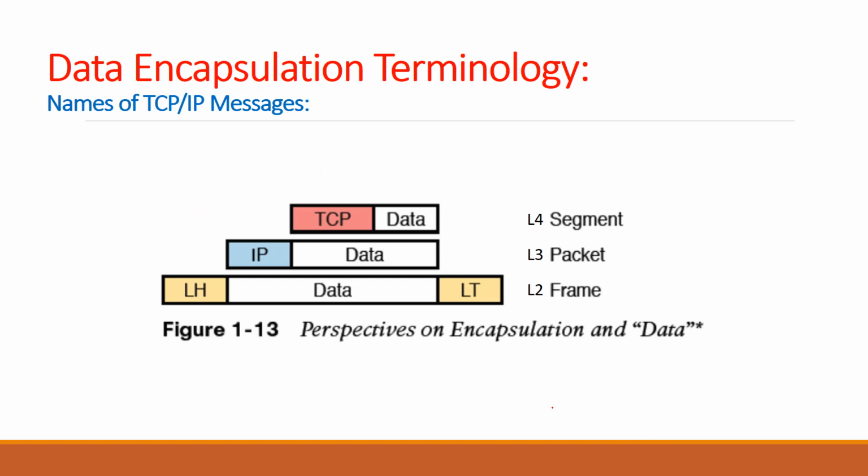Here are the names of the TCP/IP messages that we mentioned in the previous slide. The data plus the TCP or UDP header are called a layer 4 segment. The data and the IP header are called a layer 3 packet. The data and the link header and link trailer are called a frame, a layer 2 frame.